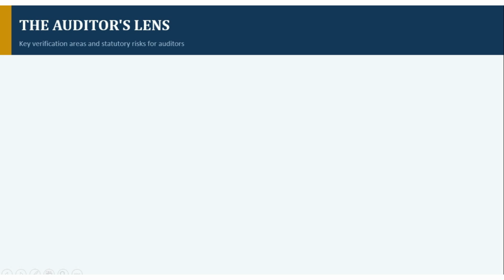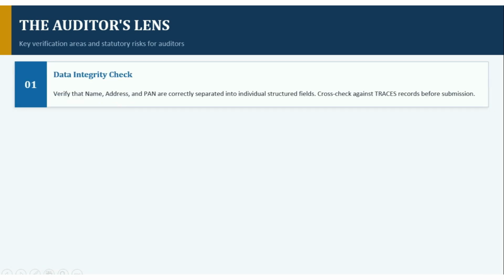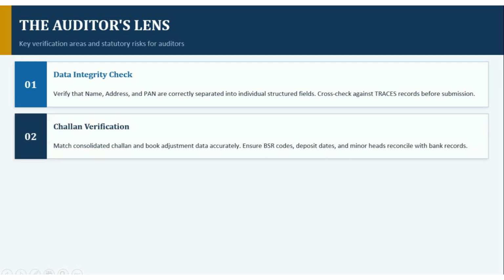Now let's look at the key verification areas and statutory risks that every auditor should carefully review while handling Form 140 compliance. First, data integrity check. Auditors must verify that details like name, address, and PAN are properly separated into structured fields and accurately matched with TRACES records before submission. Second, Challan verification.